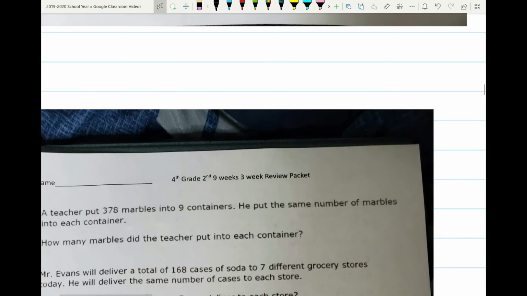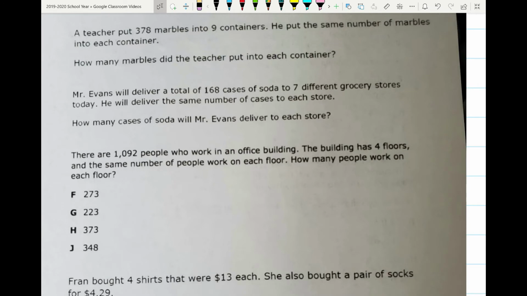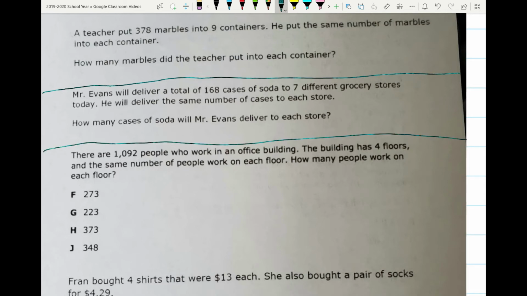Okay. All right, let's look at another one. A teacher puts 378 marbles in 9 containers. He puts the same number of marbles in each container. Okay. I'm sorry, this one's kind of wonky on how it was. So this is one problem, then this is another.